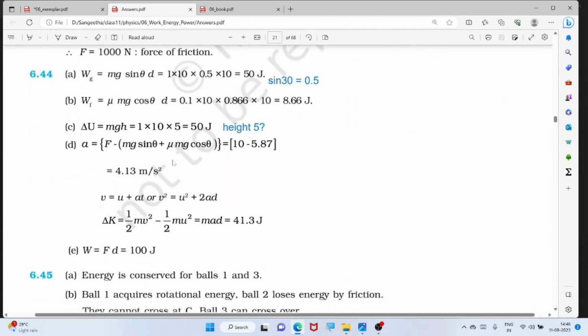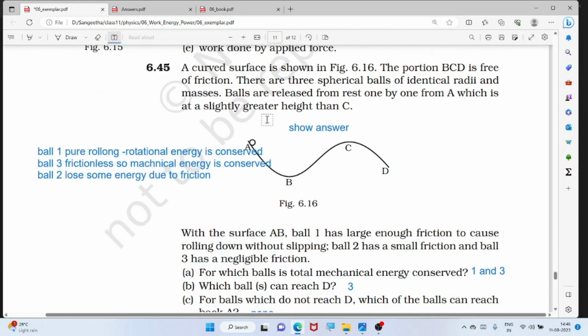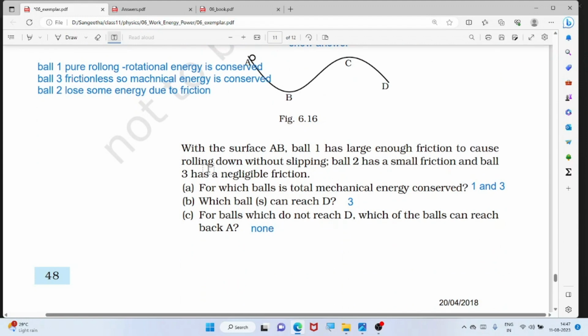So here they have given this for all the scenarios. A curved surface is shown here. This portion is the frictionless portion, B, C, D. But here there may be friction. There are 3 spherical balls of identical radii and masses. Balls are released from rest one by one, from here, which is slightly higher than this C. With the surface AB, ball 1 has large enough friction to cause rolling without slipping. So ball 1 rolls due to proper friction. Its rotation is proper without slipping.